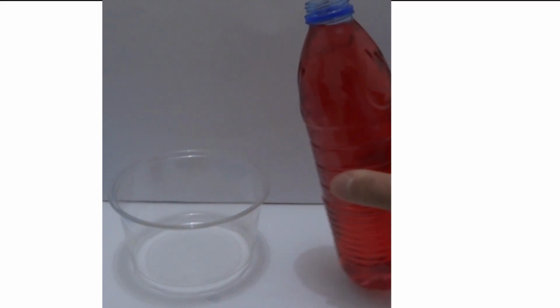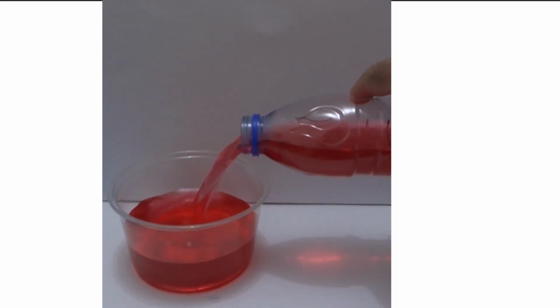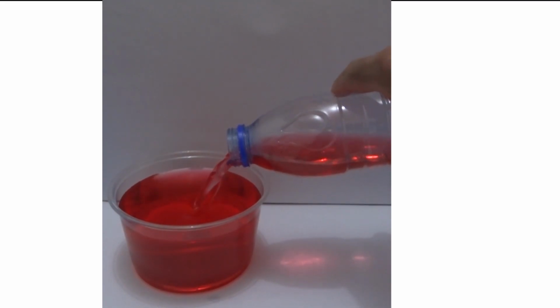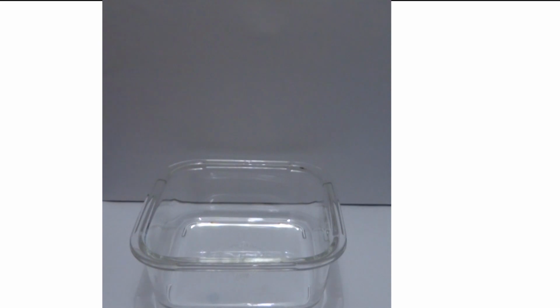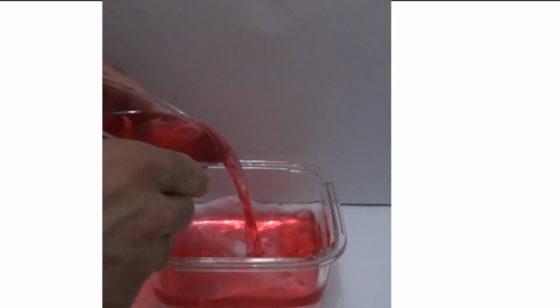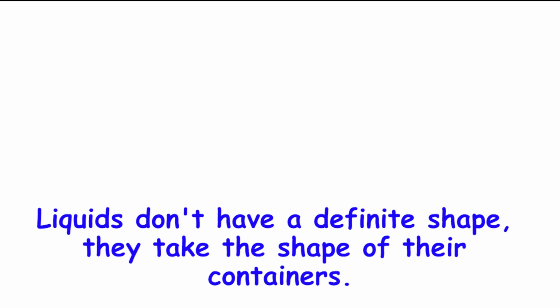Let's discover liquids. What will happen to the shape of a liquid when it's moved from one container to another? The liquid will take the shape of the container. At the beginning, the liquid takes the shape of the bottle, then a cylindrical shape, and then a rectangular prism shape. Accordingly, liquids take the shape of their containers.